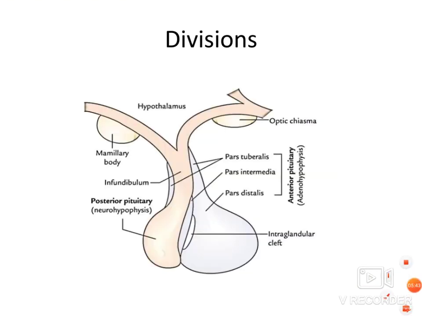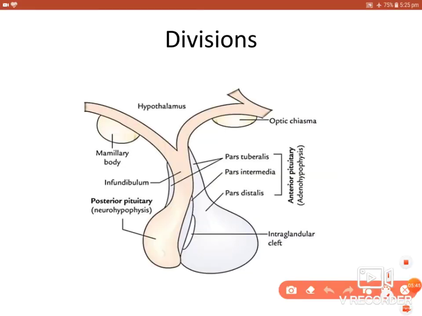Then these divisions: this is the anterior aspect, this is posterior, superiorly here. The anterior part is called the adenohypophysis. This is a glandular part. It consists of clusters of cells. Then the posterior part is the neurohypophysis, which consists of neural tissue.